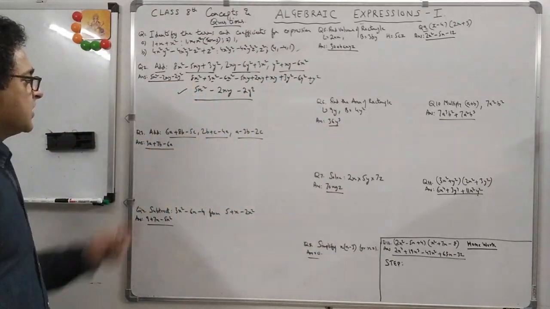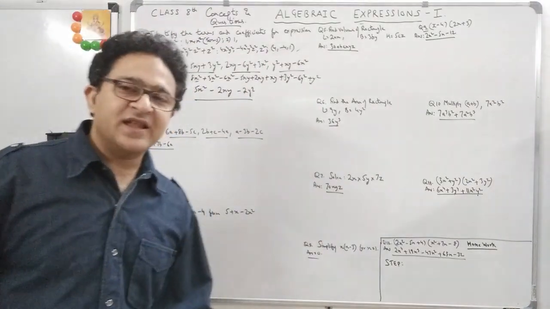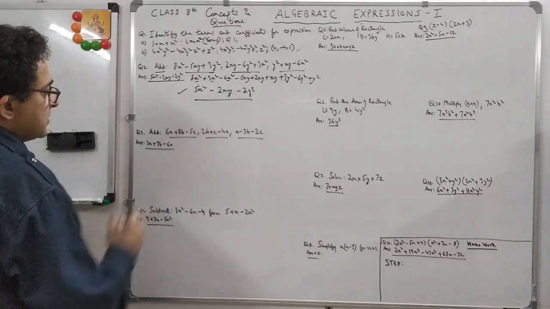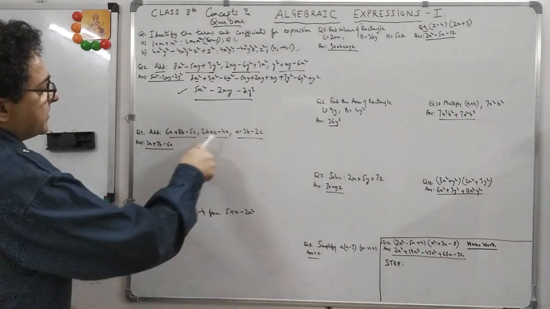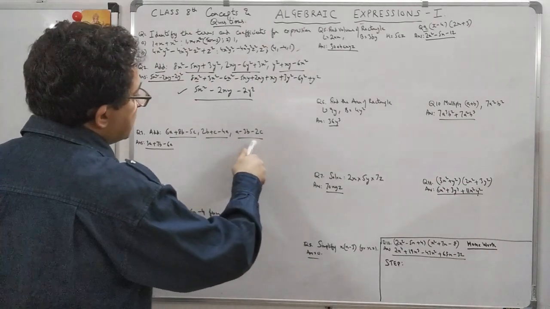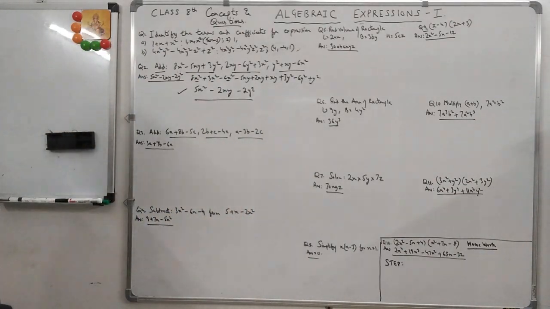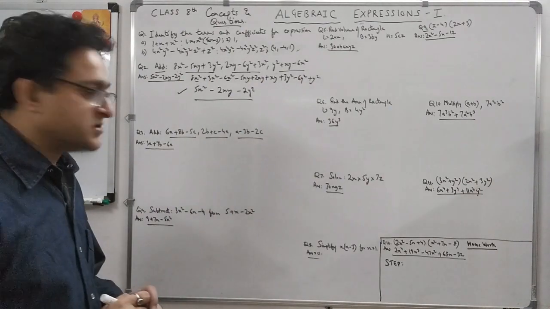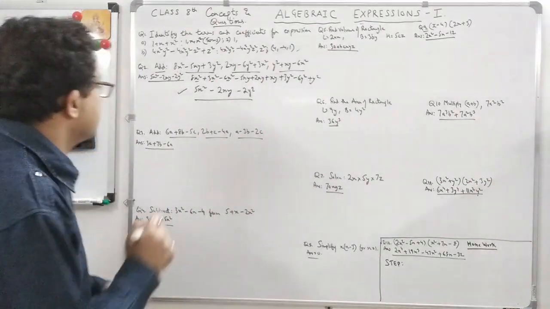Okay. Now let's do the third question. Again addition. 6a plus 8b minus 5c. Second part of the question: 2b plus c minus 4a. And the third is a minus 3b minus 2c. Again we will combine the like terms.